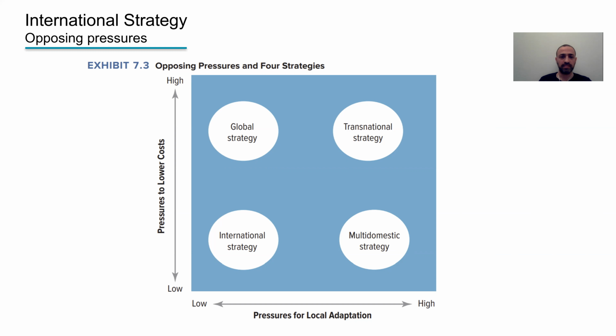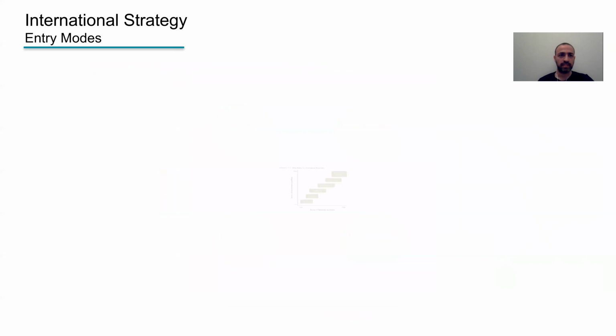For multi-domestic strategy, the pressure for lowering your cost is low, but the local adaptation pressure is high. In this situation, you have to be careful and attentive to what the market wants, how the consumers want your product to be, and all of these factors help you find the right strategy.